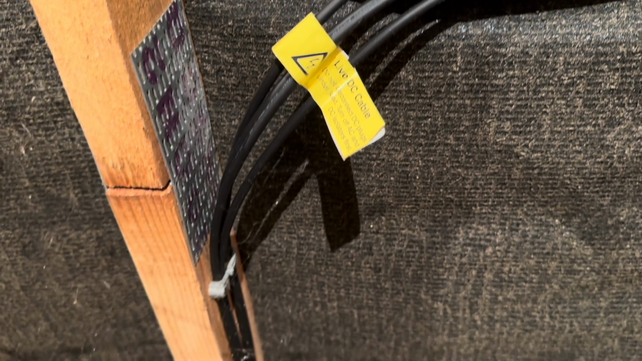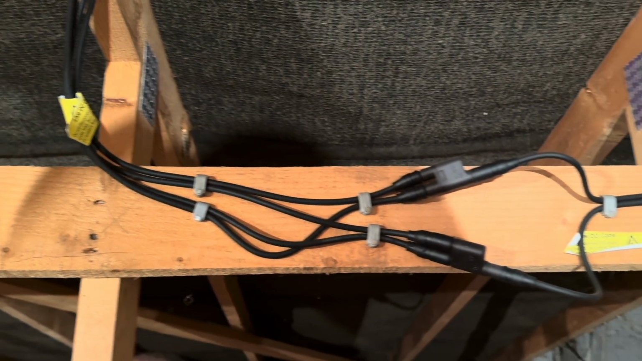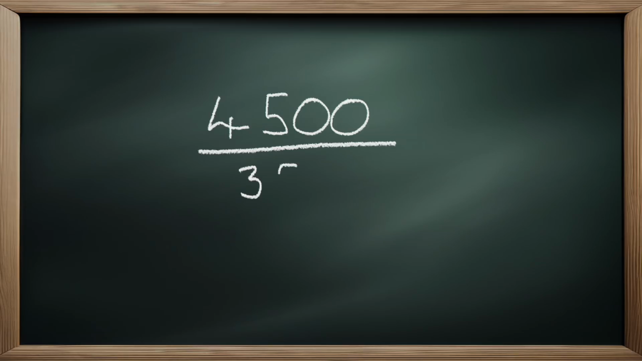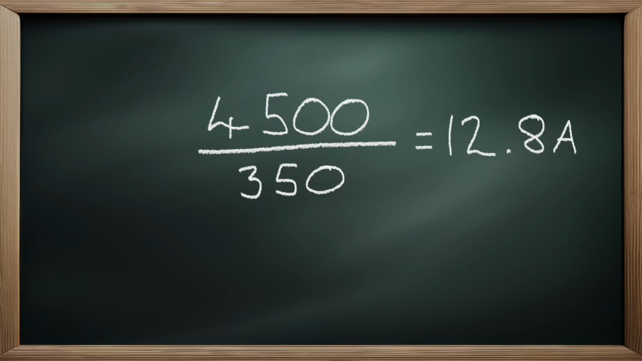For the DC cabling from the solar array, the same rules apply. We need to consider the load the cable will carry from the solar array, the length of the run, and how it's going to be installed. Our PV array has a peak output of 4.5 kilowatts with a potential voltage off the panels of 350 volts. This gives us a current of 12.8 amps that we can expect from the array at its peak.